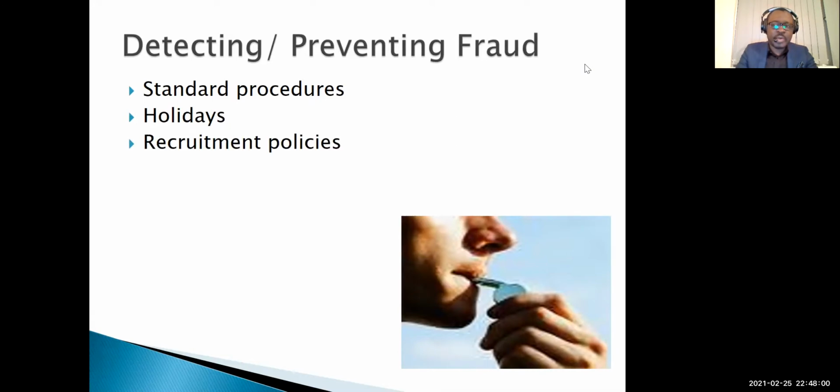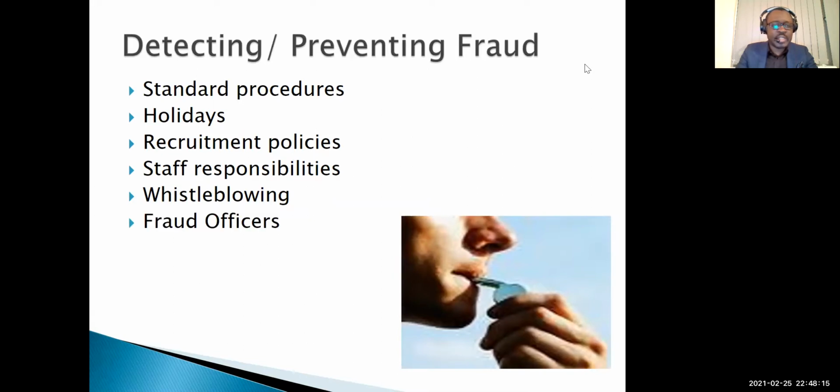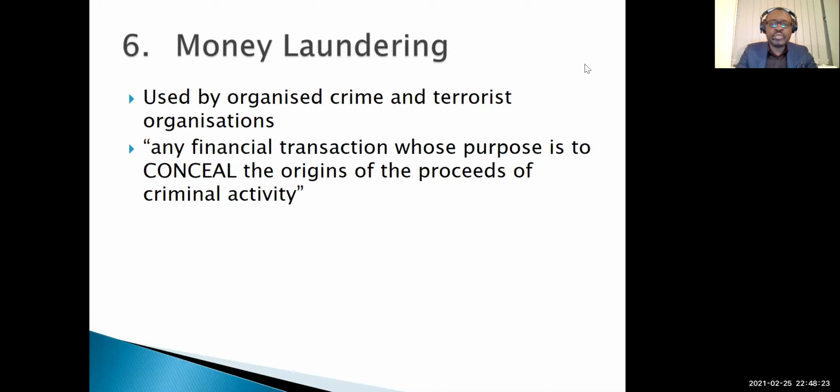There should be standard and strict recruitment policies. Staff should be given their laid down duties and responsibilities. And there should be a whistleblowing policy so that people could anonymously call these lines or send emails to report any indicators of fraud. We should have fraud officers. We should have fraud response plans. We should severely punish people who steal money. Strong sanctions, organizational policies. Okay.